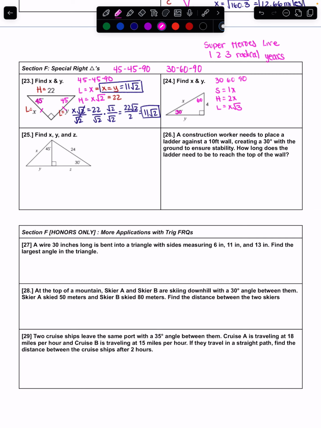So we can know what the relationship is for a 30, 60, 90 right triangle. The S stands for short leg. The short leg in this case is always going to be opposite the 30 degrees. So this 4 is my short leg. My hypotenuse, we all know, is directly opposite the 90 degrees, and then the long leg, or my L, is going to be directly opposite that 60 degrees.